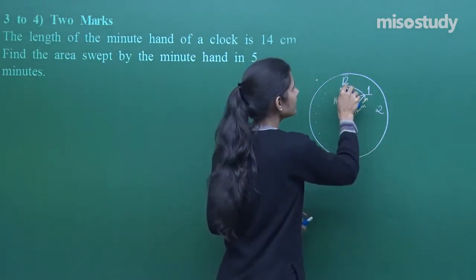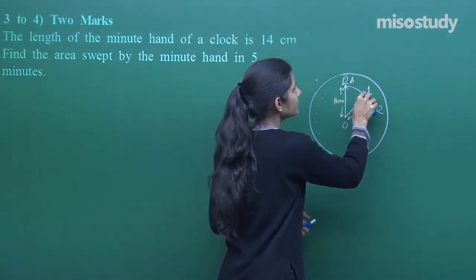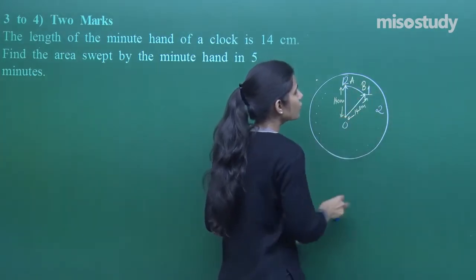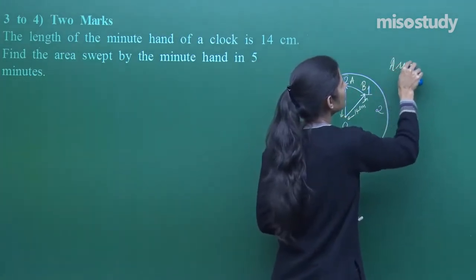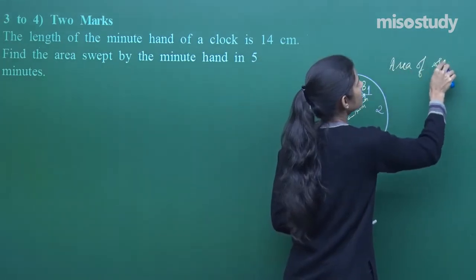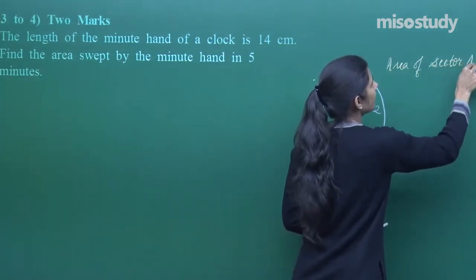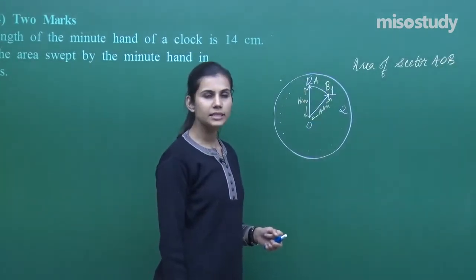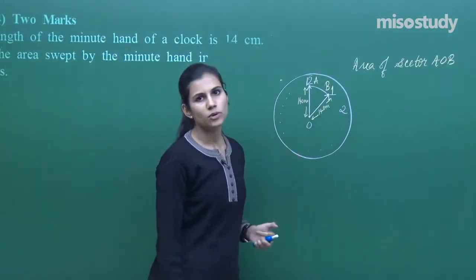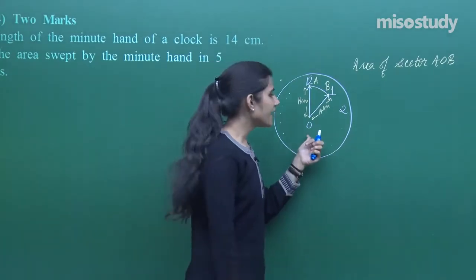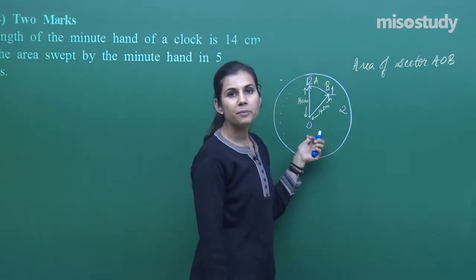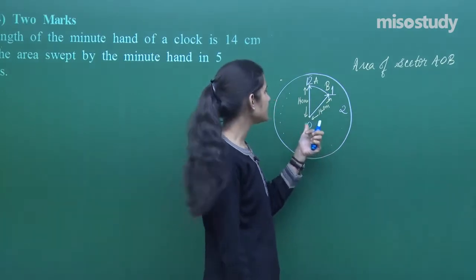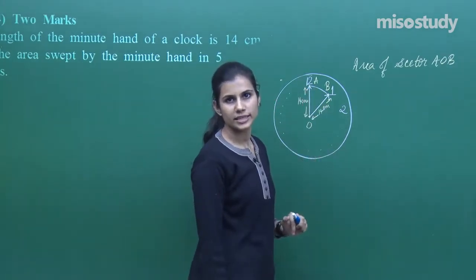So if I take this point as A, this point as B, and the center as O, then the area of sector AOB is what I have to find. Is it clear? The area of AOB is what I have to find, which is the area swept by the minute hand in 5 minutes if its length is 14 centimeters.